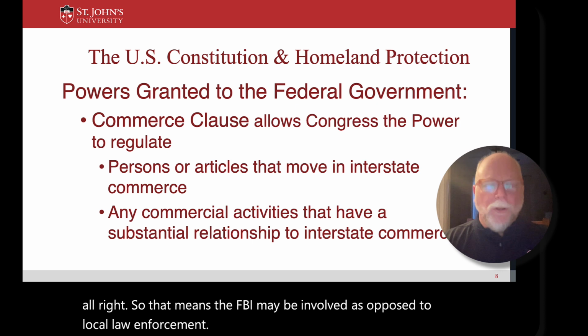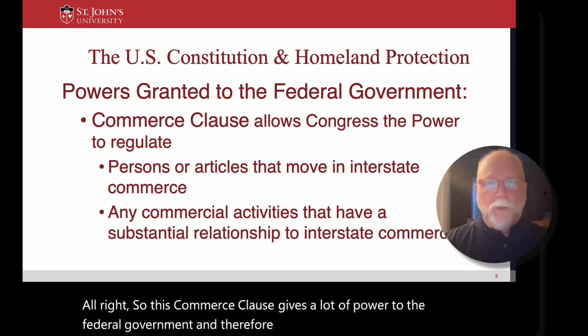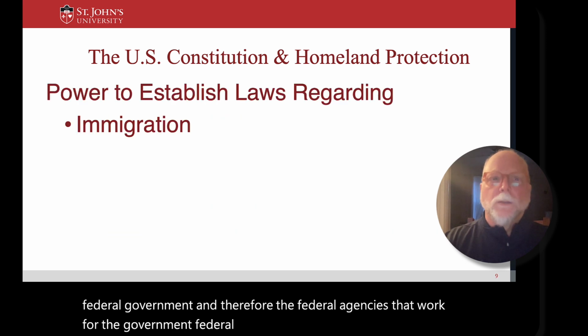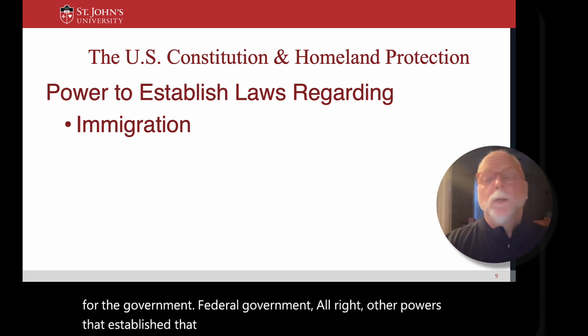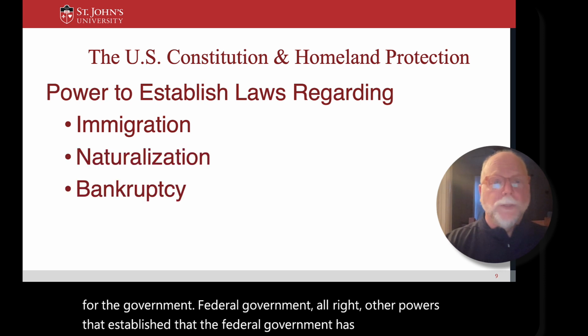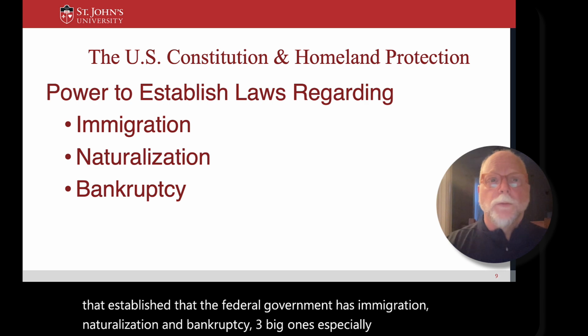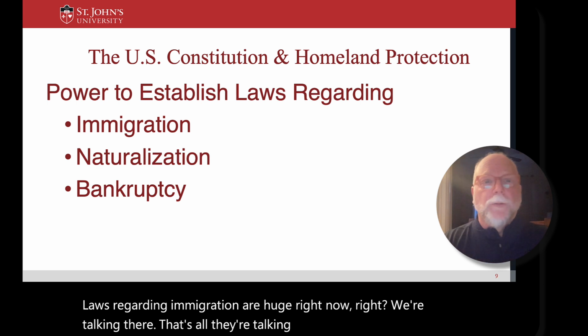So this Commerce Clause gives a lot of power to the federal government, and therefore to the federal agencies that work for it. Other powers the federal government has are immigration, naturalization, and bankruptcy. Three big ones, especially now. Laws regarding immigration are huge right now. That's all they're talking about in the federal government.